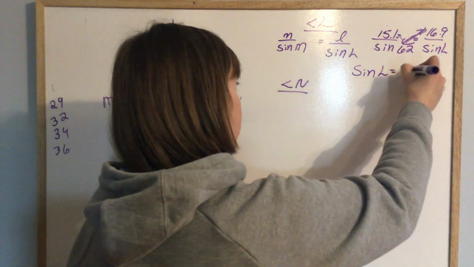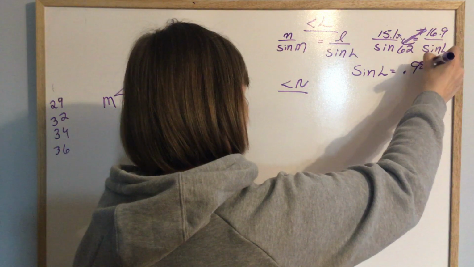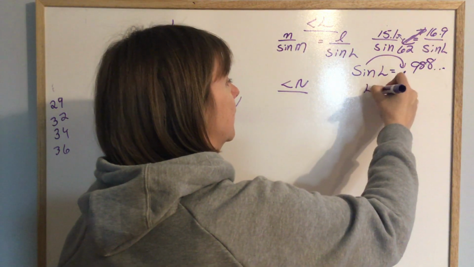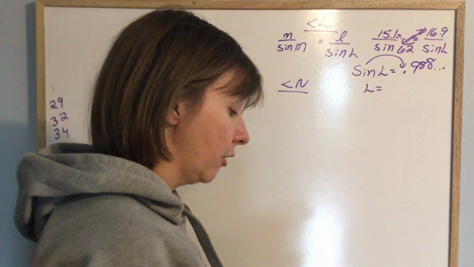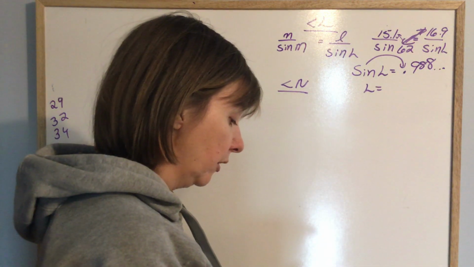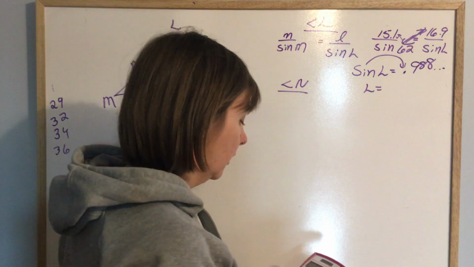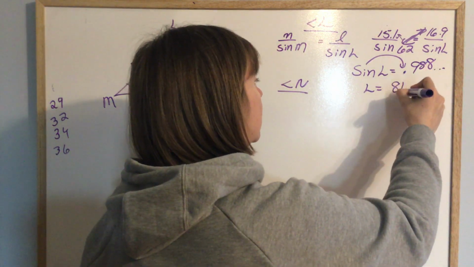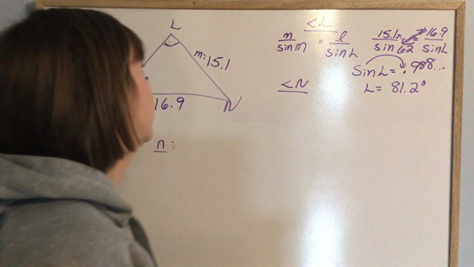And that's going to give me like 0.988, and it keeps on going. So I'm going to move this over here, and I'm going to do shift sine or arc sine, so second function sine of my answer. I get 81.2. And they did say round to the nearest tenth.